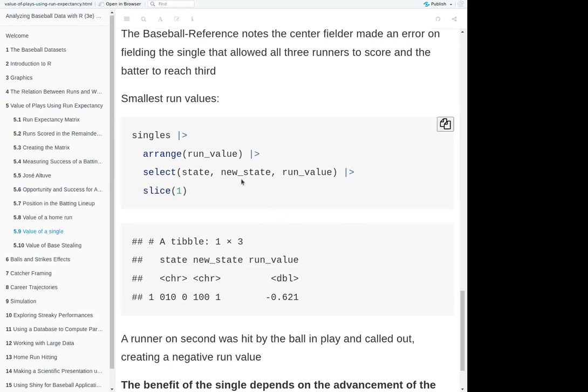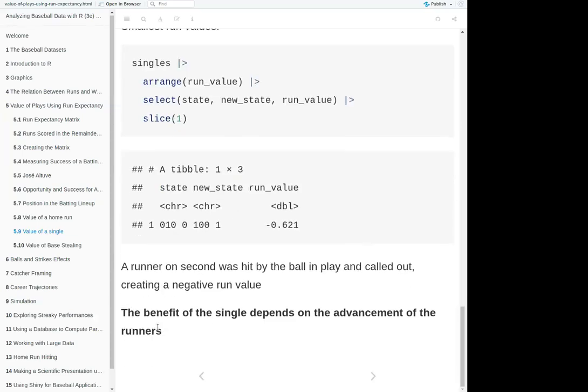Looking at the smallest run values next, we arrange in the opposite direction so that our smallest value is at top and select that row. And we get the smallest run value is negative 0.62, which occurs whenever somebody is on second with no outs, and then somebody's on first with one out. So our person on second got out, our batter ended up on first. The story behind this one is that a runner on second was hit by the ball in play and was called out, which created a negative run value, which was I think a funny situation.